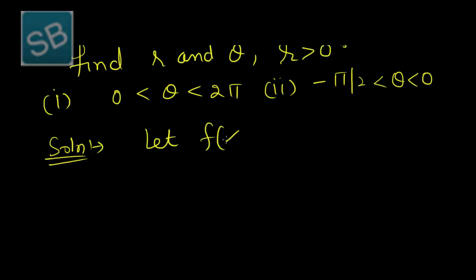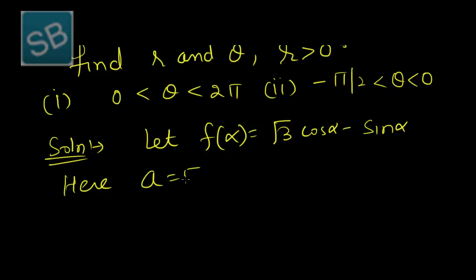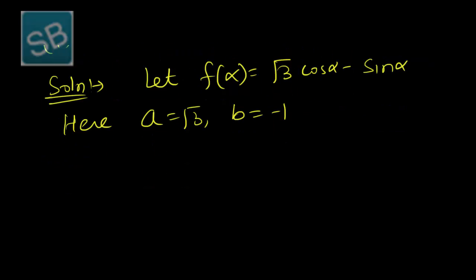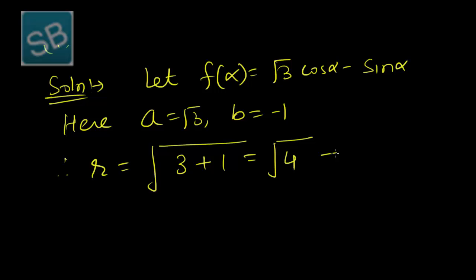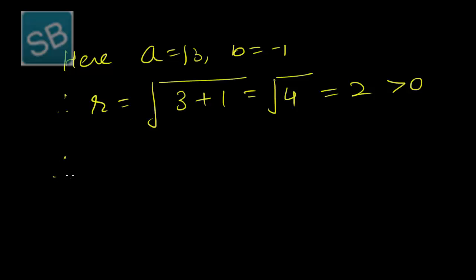let f of alpha be equal to under root 3 cos alpha minus sin alpha. So, on comparing, here a is equal to under root 3, b is equal to minus 1. Therefore, r is equal to under root a square, that is 3, plus b square, that is 1, that is under root 4. So we get 2, and 2 is greater than 0. Therefore, f of alpha is 2 divided by 2.